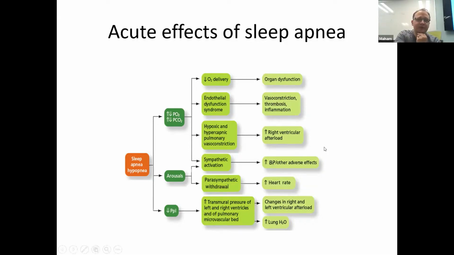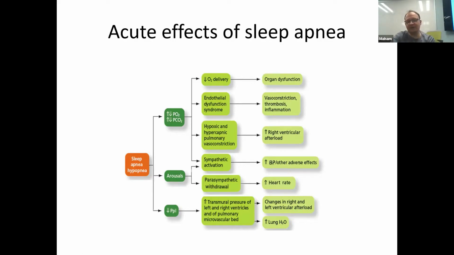You have an increase in RV afterload. These folks often end up with pulmonary hypertension from obstructive sleep apnea. And then the frequent arousals not only disturb sleep architecture, but cause sympathetic activation and parasympathetic withdrawal, because you wake up, you say, I can't breathe, panic, tachypnea, tachypnea, tachypnea, leads to hypertension over time. And then abnormal changes of transmural pressure from the pulmonary vascular bed can actually increase left ventricular afterload as well and play into the development of chronic hypertension through the renin-angiotensin-aldosterone system.